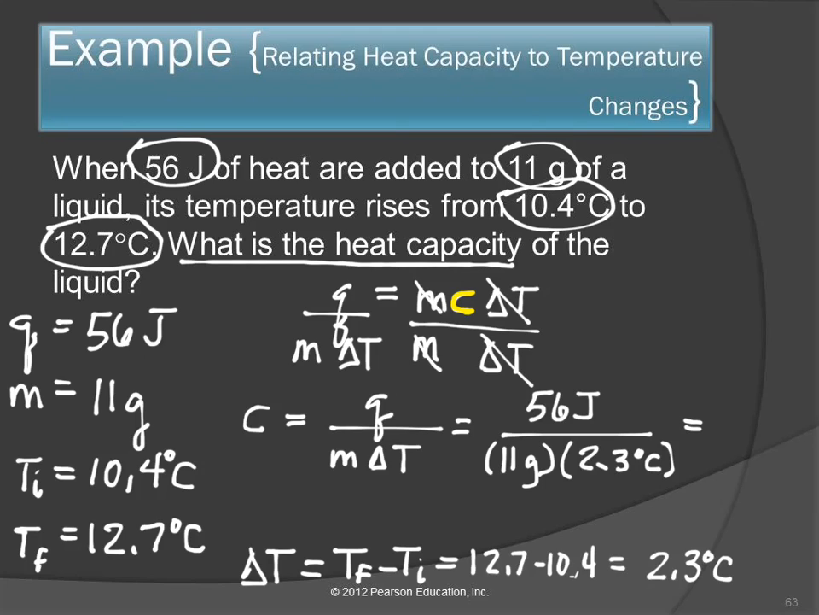And how many significant figures should this answer have? Should have 2. So up here, I'm just going to write down a couple extras, and then I'm going to round it to 2. So this is 2.2 joules over grams degrees Celsius. Any questions?